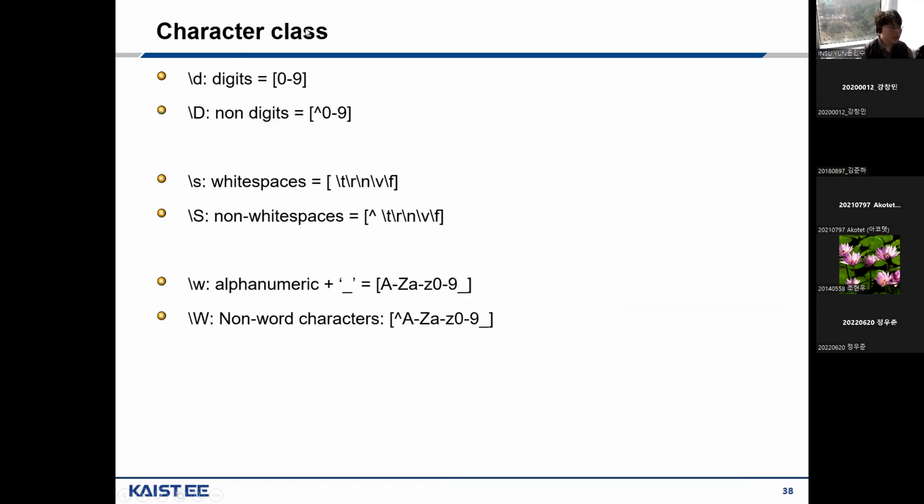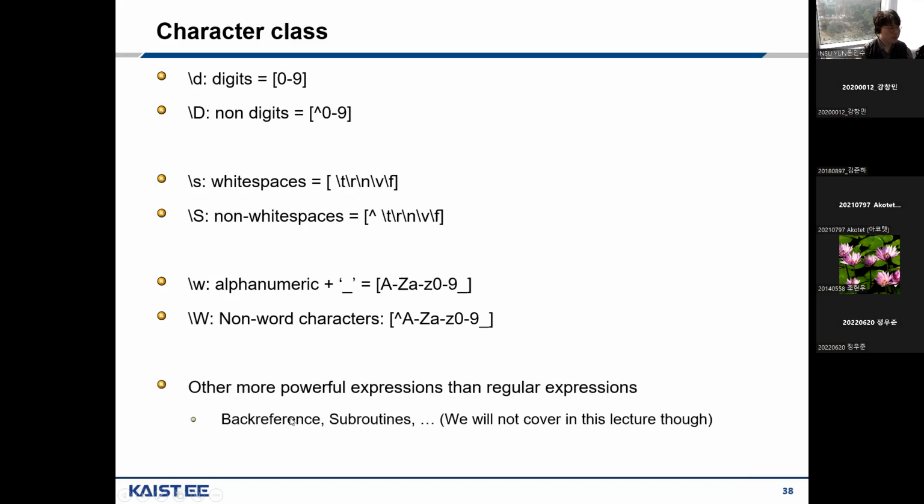In PCRE, they introduced character classes. The backslash d shows you the digits, backslash large D shows the non-digit, and backslash s means the white space, backslash large S the non-white spaces. So backslash w is the alphanumeric plus the underscore, and backslash large W is something that is not included in backslash w.